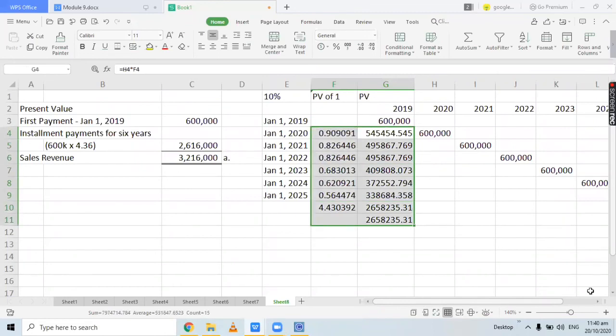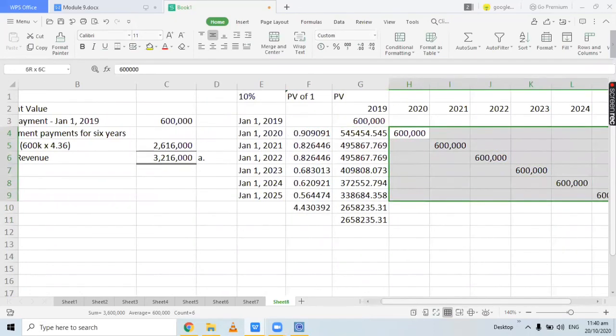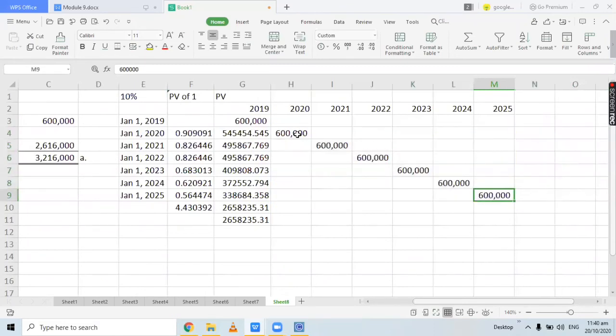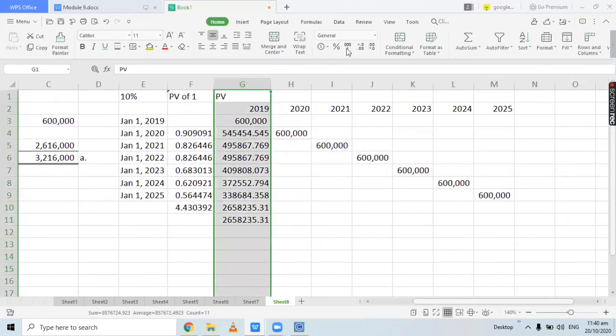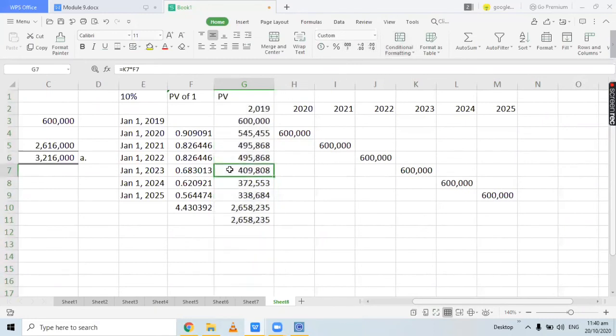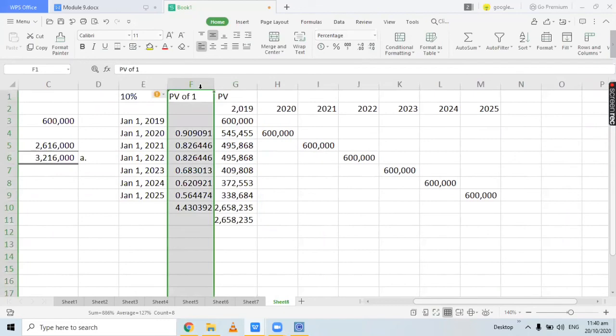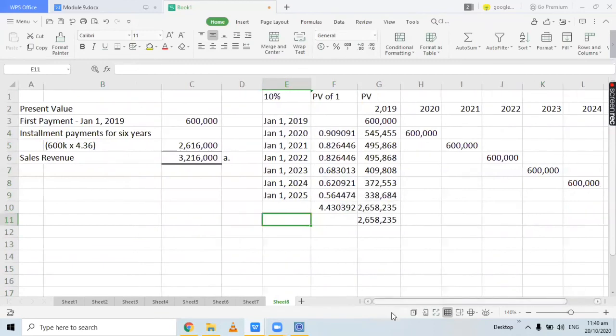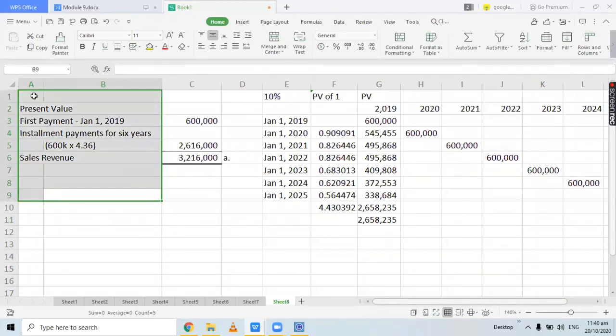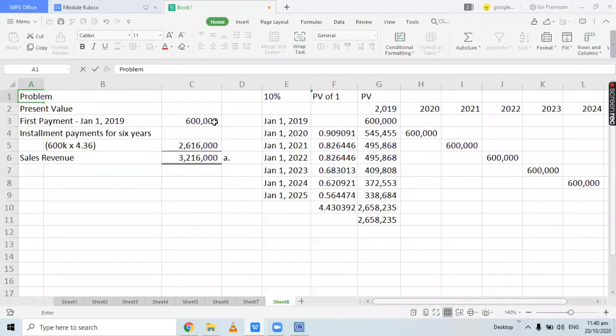This one is exact because I did it in Excel. But that's what you mean when you say discounting, or bringing the face amount value to its present value. Okay? And we're done with problem 8. Next problem.